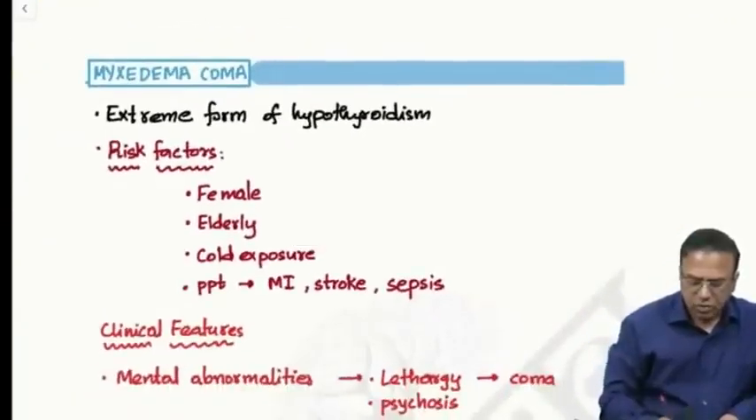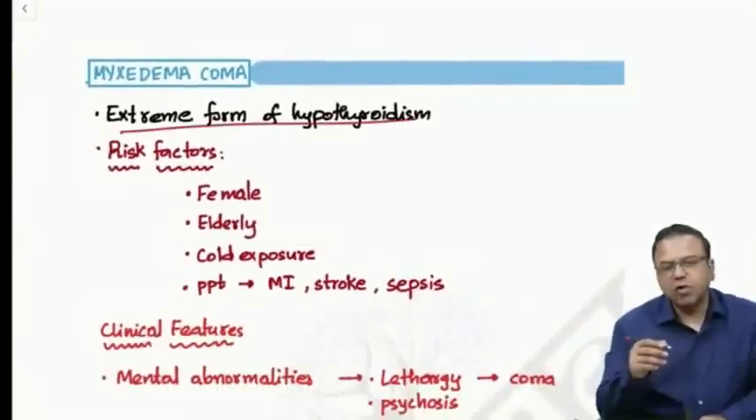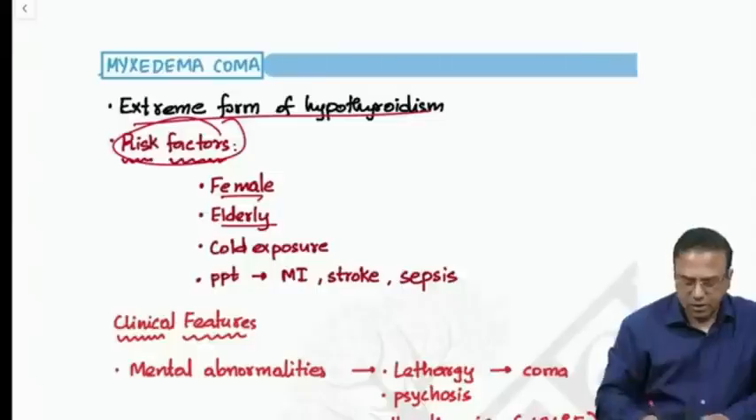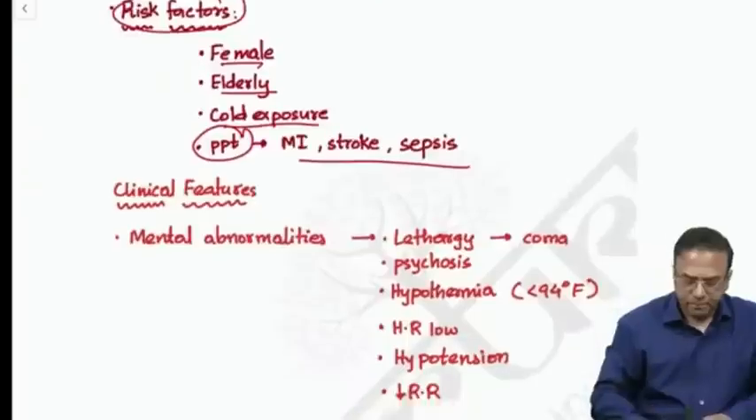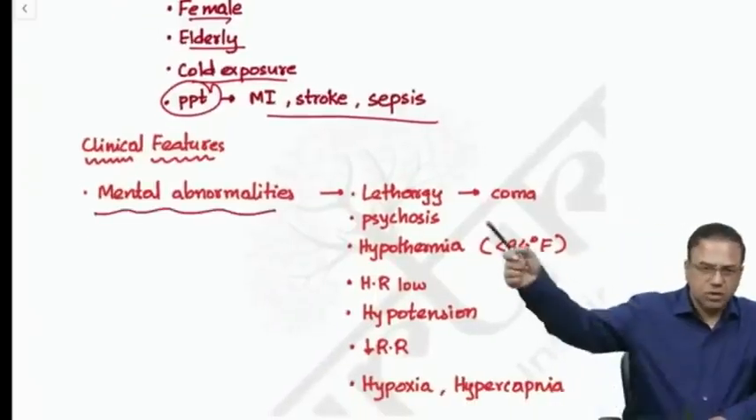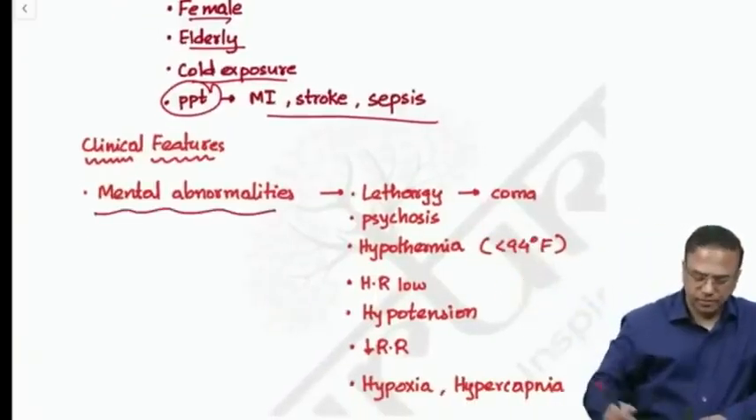If you look at myxedema coma, this is an extreme form of hypothyroid. These patients are generally elderly females in the question, or they can be elderly people generally. They may have cold exposure and they may have a stressor in the background. The major dominating picture is altered sensorium. They come with delirium, so they may have altered sensorium, coma, psychosis.